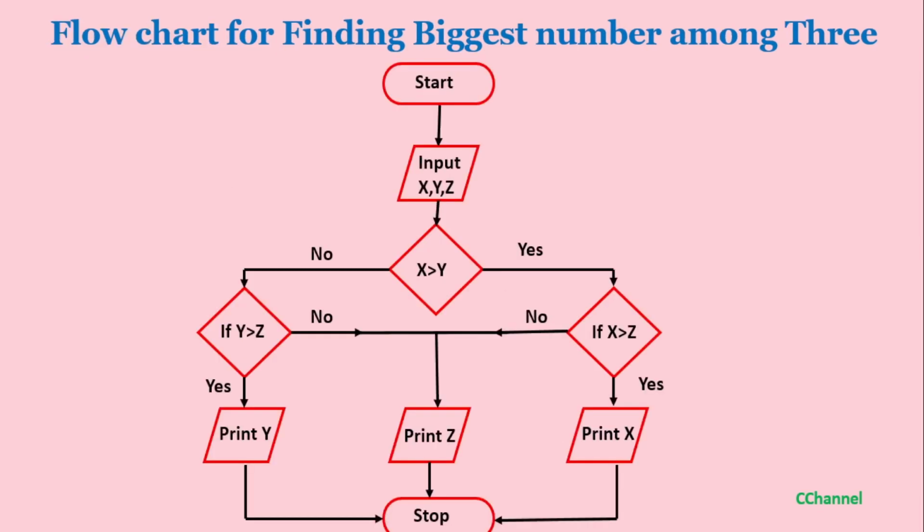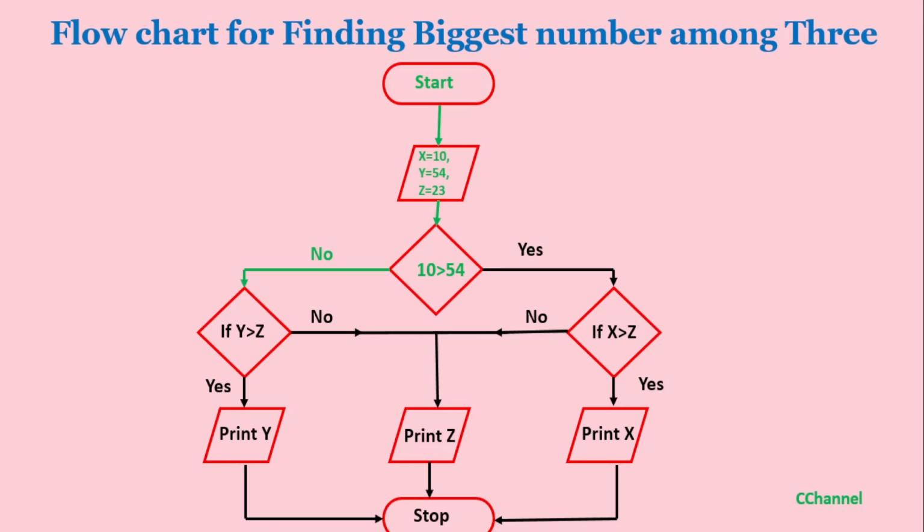Flowchart for finding the biggest number among 3. Start. Input X, Y, Z. For example, x is equal to 10, y is equal to 54, z is equal to 23. Compare x greater than y. So, is 10 greater than 54? It is false. So, no.